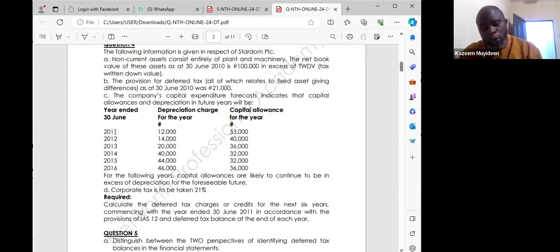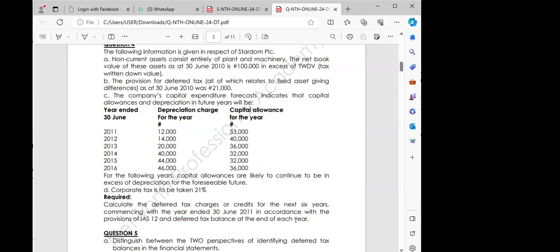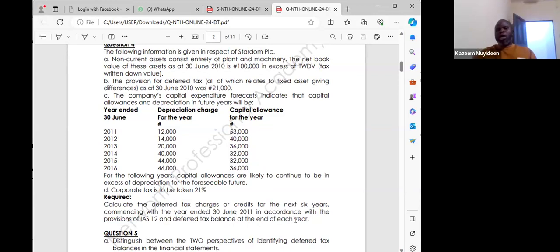They give us depreciation 2011. Let's go to the requirement. Calculate the deferred tax charge or credit to P or L for the next 6 years, commencing on the year ended June 2011, in accordance with the provisions of IAS 12, and the deferred tax balance at the end of each year in the statement of financial position, which is what I have told you in the first question.